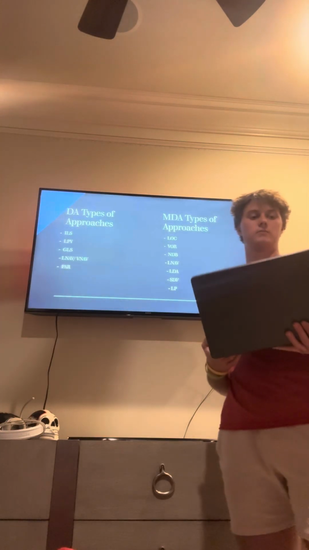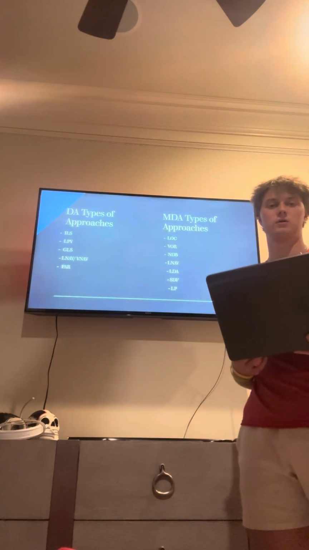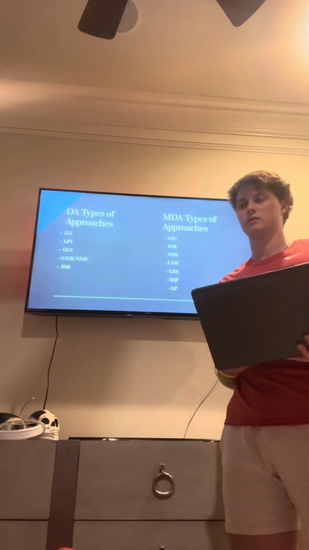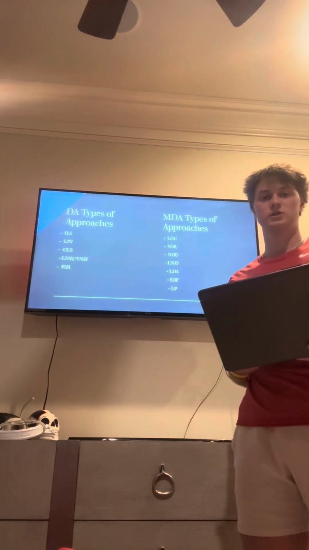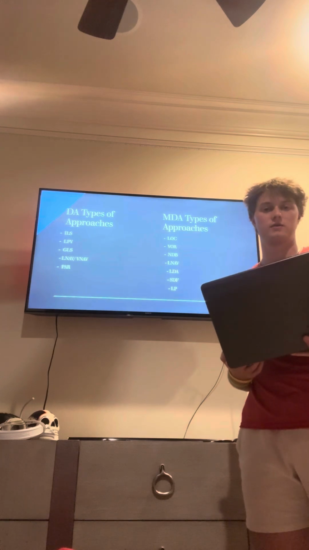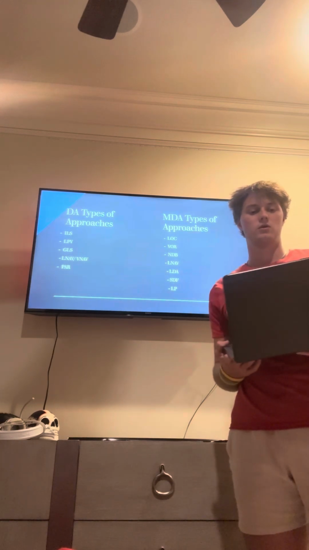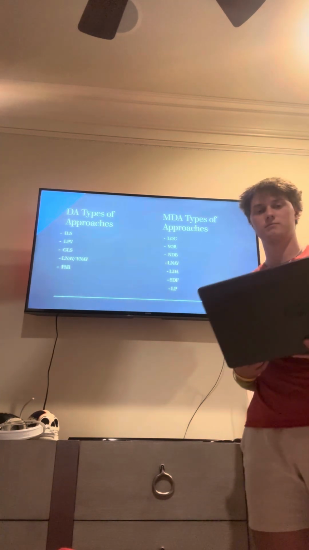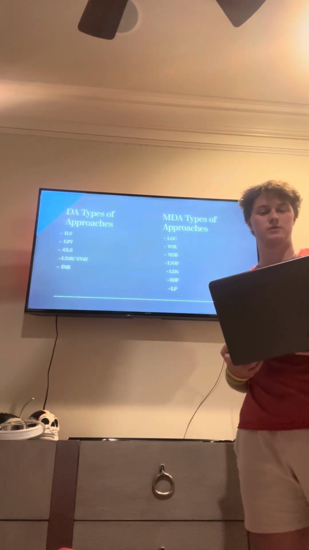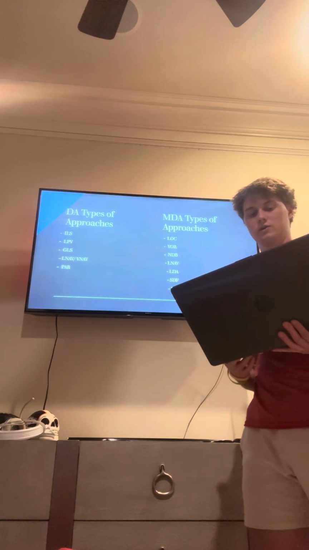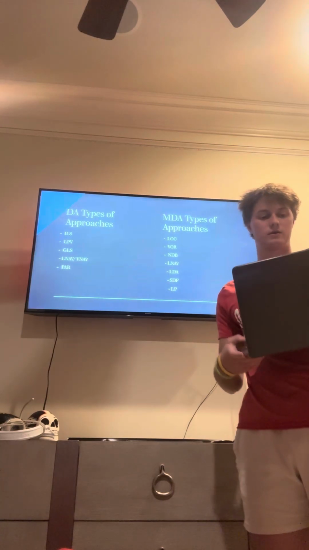So approaches that use DA are going to be the precision approaches as well as APV: ILS, LPV, GLS, LNAV/VNAV, PAR. Approaches that use MDA are non-precision approaches like your localizer, VOR, NDB, LNAV, LDA, SDF, and LP.